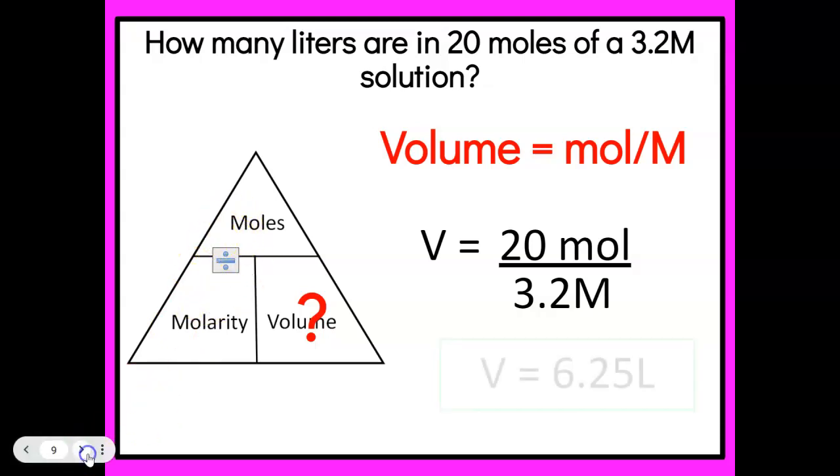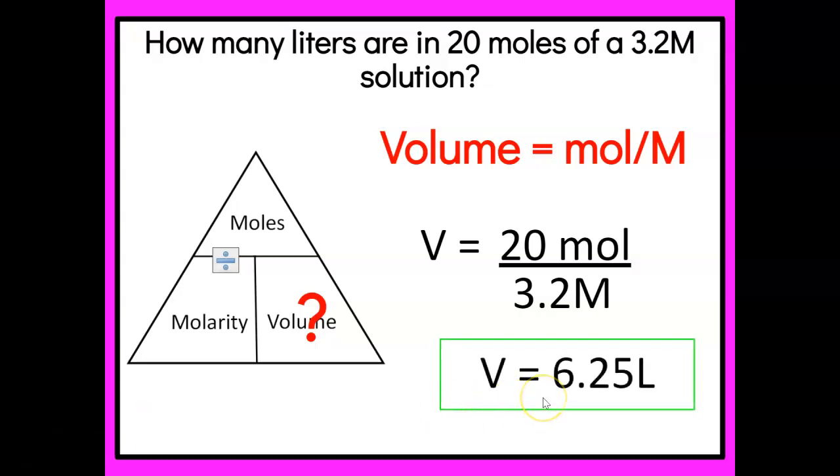So 20 divided by 3.2 is 6.25 liters. So our volume is 6.25. That means there's 6.25 liters in a 3.2 molar solution. And this could be any substance. It didn't tell us what the compound was.